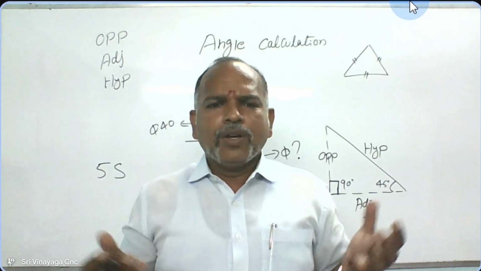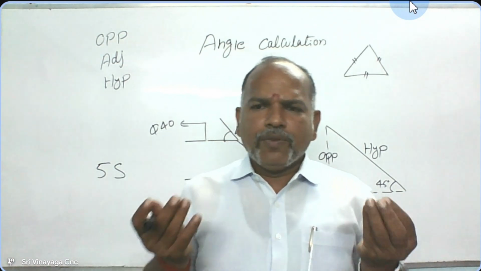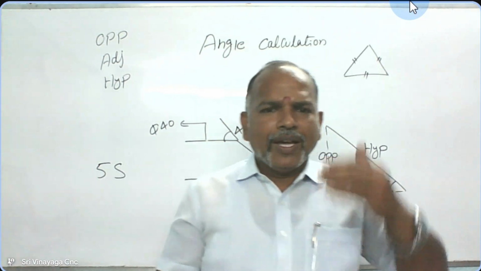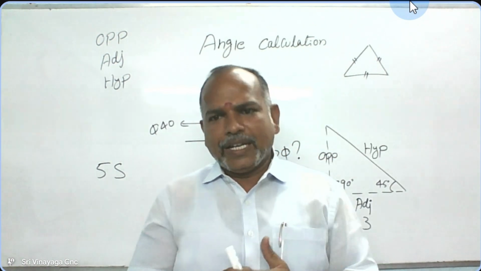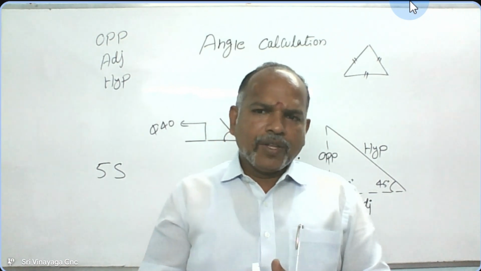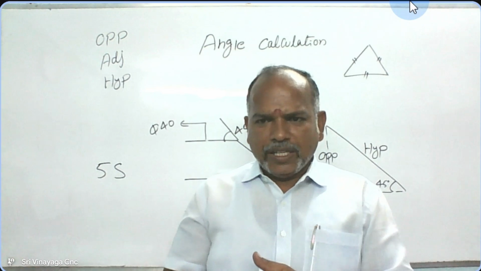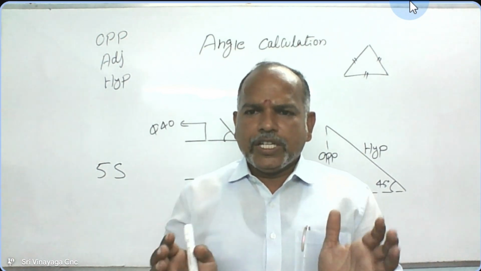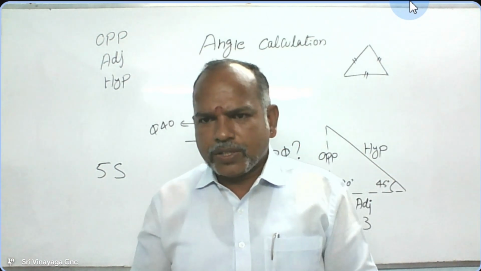What is the meaning of ISO? Why do we have to follow ISO? This is an international level standard. Like this, GD and T is worldwide common. GD and T, geometrical dimension and tolerance.